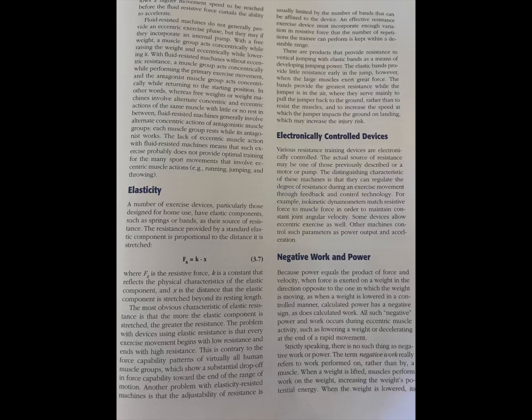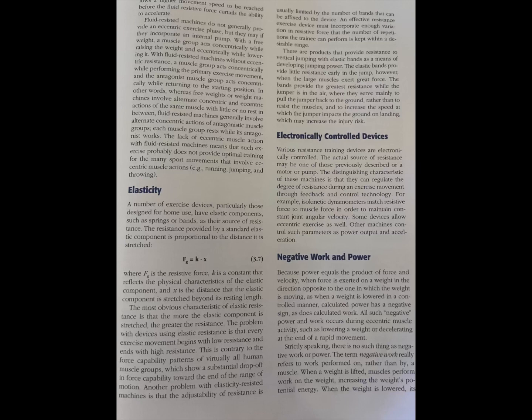Fr equals K times X, where Fr is the resistive force, K is the constant that reflects the physical characteristics of the elastic component, and X is the distance that the elastic component is stretched beyond the resting length. The most obvious characteristic of elastic resistance is that the more the elastic component is stretched, the greater the resistance.